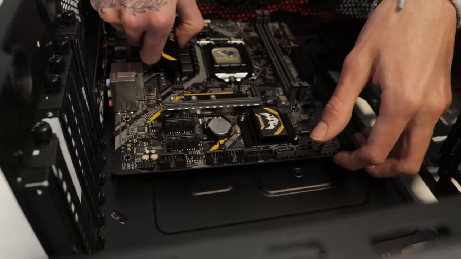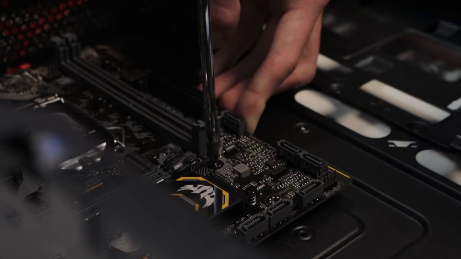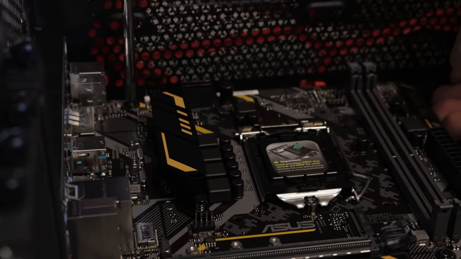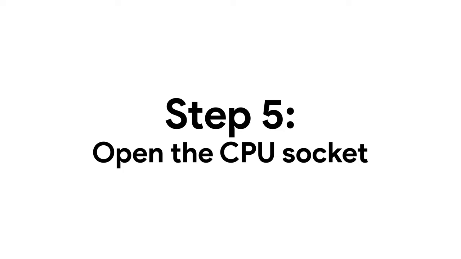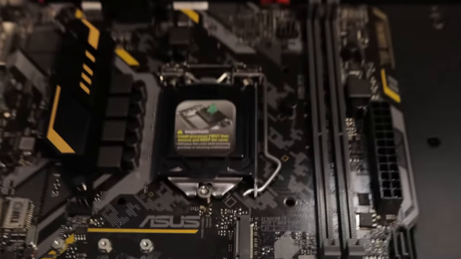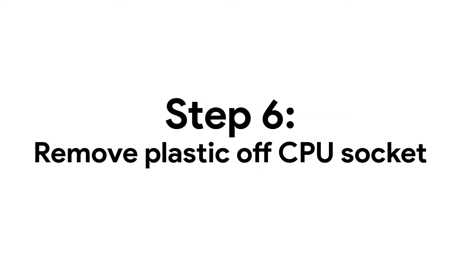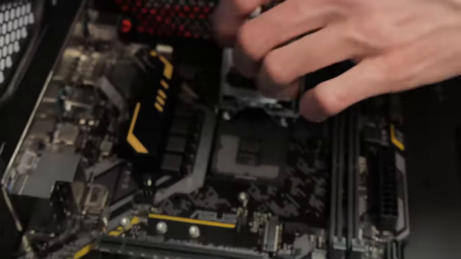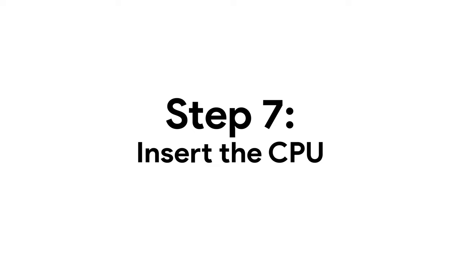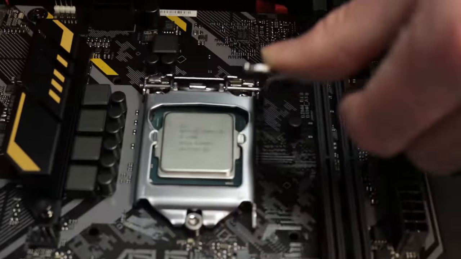Step four, place the motherboard on top of the standoffs, press firmly against the IO shield, and screw it in using your Phillips head screwdriver. Step 5. Locate and open the clasp on the CPU socket. Step 6. Pop the back plastic off the CPU clasp. Step 7. Insert the CPU correctly faced up and clasp it down.